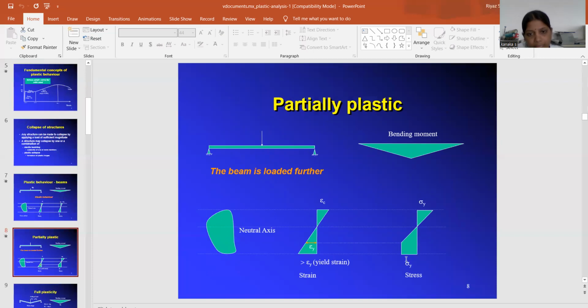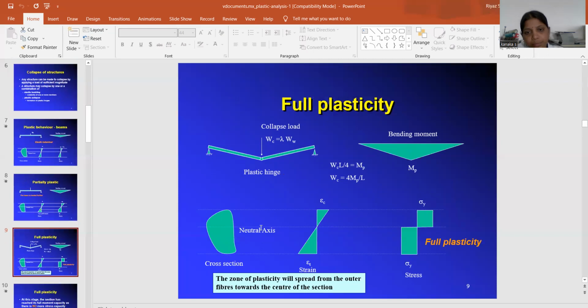This is the partial plastic stage. As the beam is loaded further, the bending moment increases and the neutral axis shifts according to the strain and stress curve. Then the section becomes fully plastic. This is full plasticity. The moment is WL by 4, equal to MP, so the collapse load WC equals 4 MP divided by L. This is the collapse load formation.